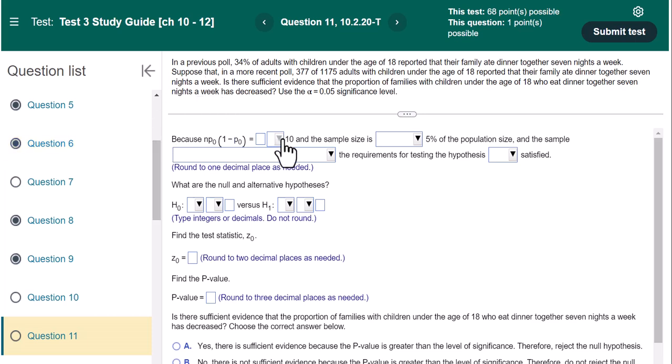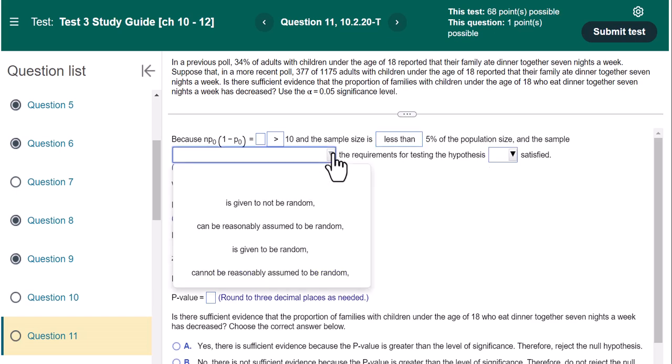First of all, we need to verify the conditions of the test. So that should be greater than 10. You check it. So if you take n, which is 1,175, guys, multiply by 0.34, and 1 minus 0.34, it is going to give you a number bigger than 10. And the sample size is less than 5% of the population. And the sample is given to be random. It should be random.